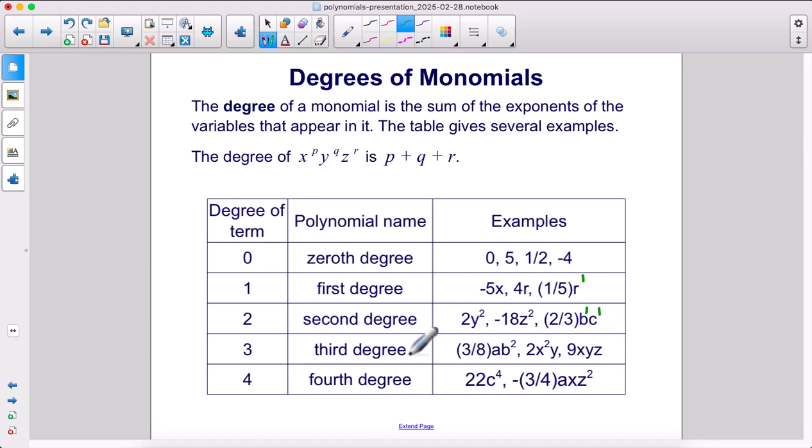The third degree, 3/8 ab squared, since a has an exponent of 1, and 1 plus 2 is 3. 2x squared y, or 9xyz, where all three of these have a 1 for the exponent, so therefore we get the third degree because we add them together. The fourth degree, 22c to the fourth, or -3/4 axz squared, because these have 1s as exponents. 1 plus 1 plus 2 is 4.